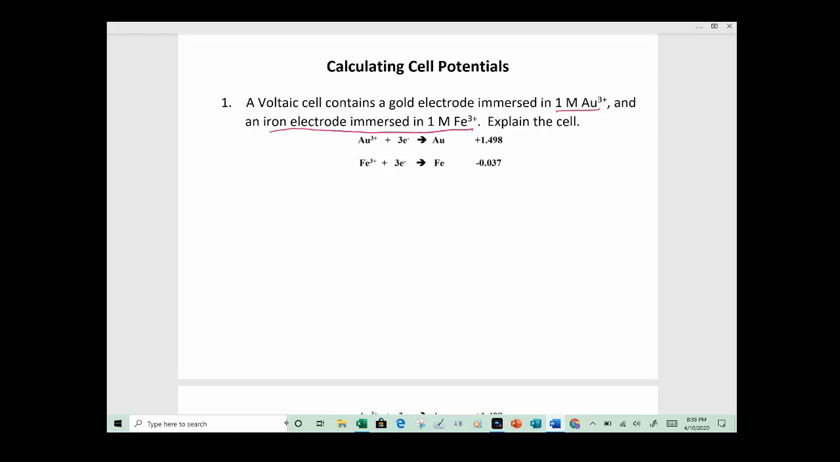We want to explain the cell. In other words, we want to compute the cell potential, write the reaction, draw a cell diagram, and compute the free energy change. So we look up our 2 reduction reactions. Here's the first one. There's our cell voltage, or half cell voltage, for that. The second reduction is this, negative 0.037 volts.